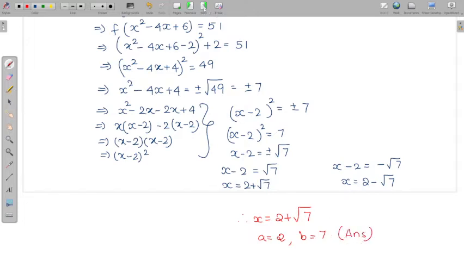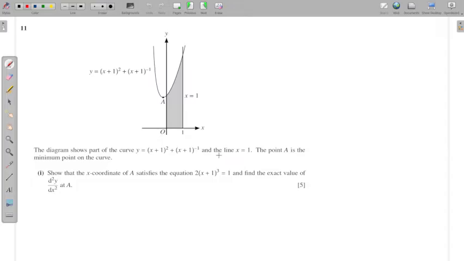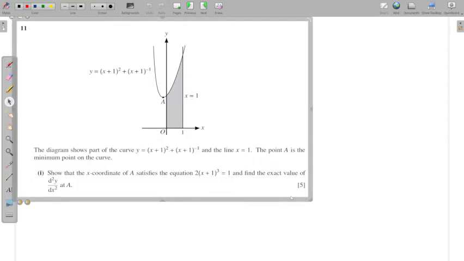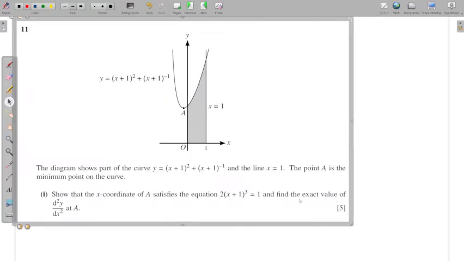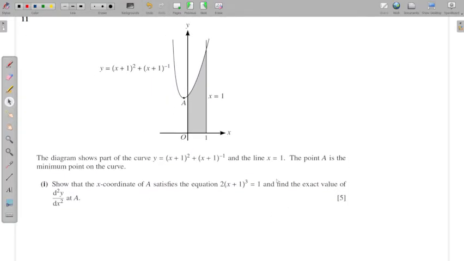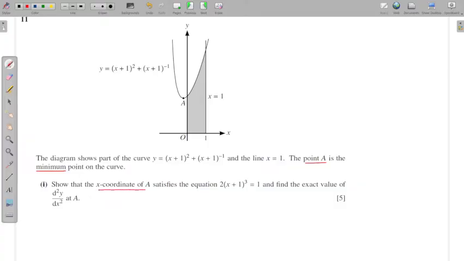Now let's move on to the next question, which is the last question from this paper. So they have given us a curve, part of a curve, and the line x equals 1. And they have said point A is the minimum point on the curve. And we have to show that the x coordinate of A satisfies this equation, and then we have to find out the exact value of the second derivative at point A. Okay, so let's solve it.